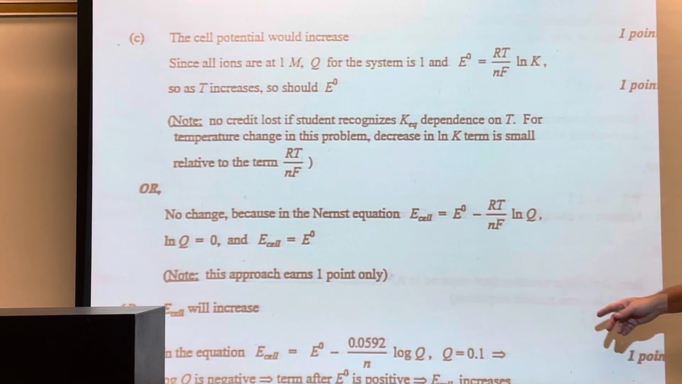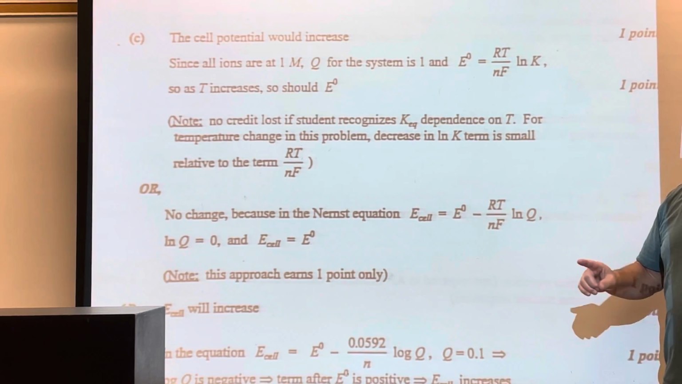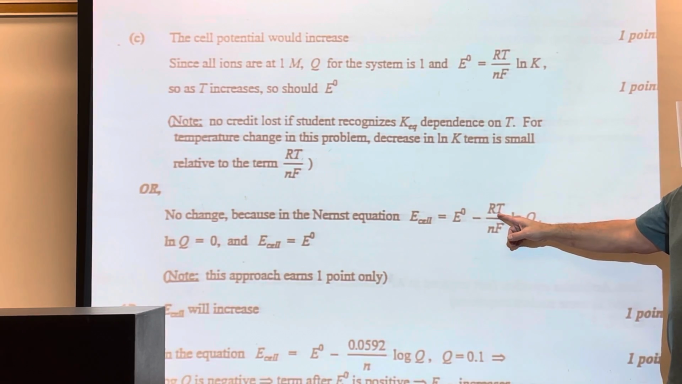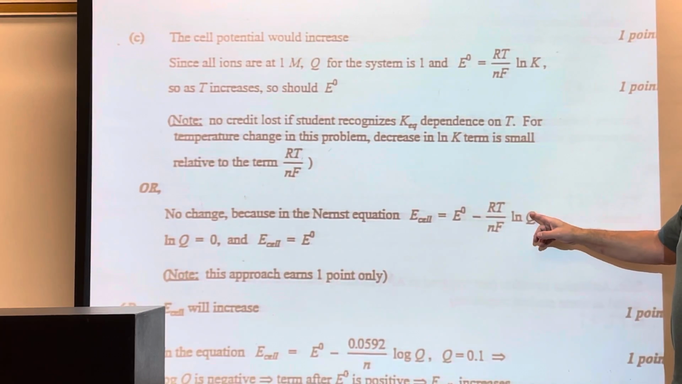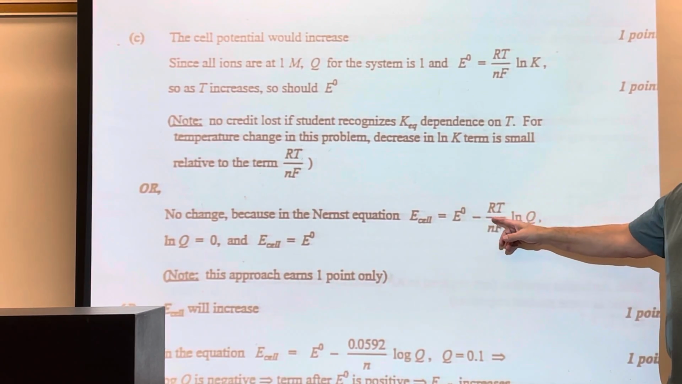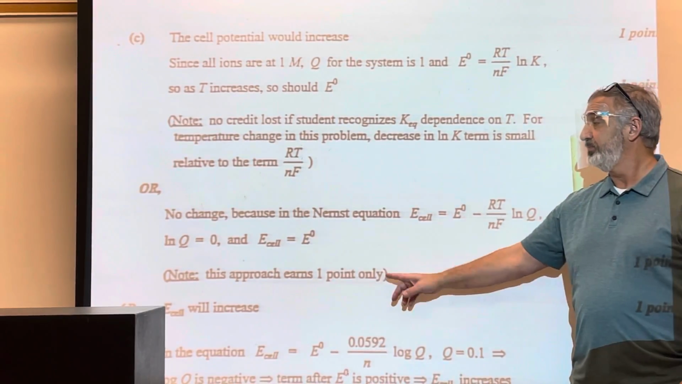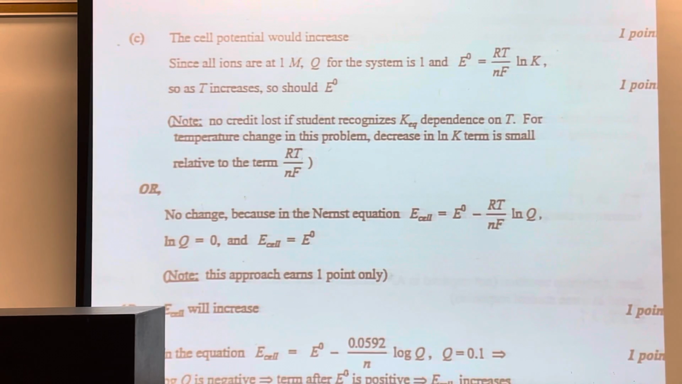Now, if we put it into the Nernst equation, because at 60 degrees you're no longer at standard conditions, as T increases, well, we're still taking the log of Q, we're still 1 molar over 1 molar, so this is still going to equal 0. So there's going to be no change in the temperature if you use this. But they only gave you 1 out of the 2 points for that answer. I haven't seen this question in the past 10 years, so I wouldn't stress too much about that. It's just really plugging in where T is in the equation.